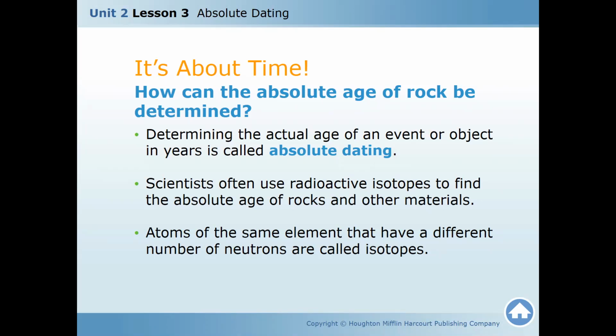So what is the difference between relative dating and absolute dating? When I'm talking about relative dating, I was just comparing it. Relative means I'm taking A, B, C, D and telling you this is older or this is younger than. I'm comparing it. But here we are not comparing. We are determining the actual age of an event or an object, the rock or the event, in years. This is called absolute dating.